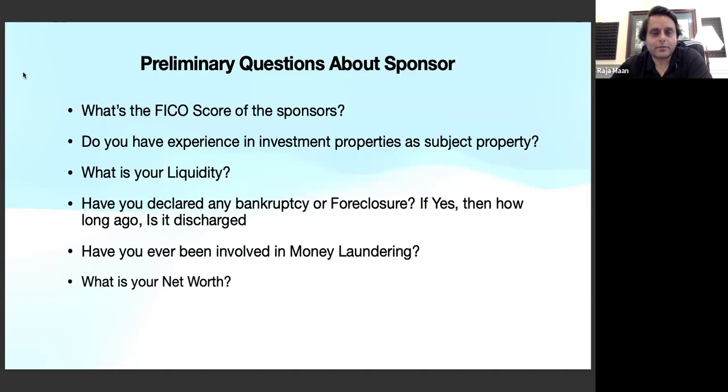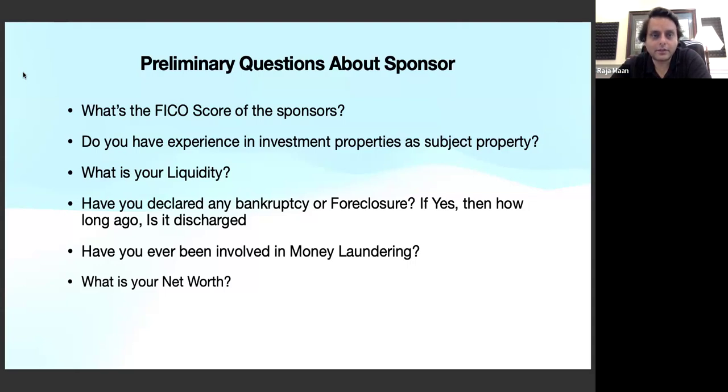Preliminary questions from sponsors, or if we receive an application from the loan officers or commercial real estate brokers or agents, we always ask these questions. These are the preliminary questions before we even submit the deal. So what is the FICO score of the sponsors? If a FICO score is really low, less than 650 or 600, that is a totally different game altogether.